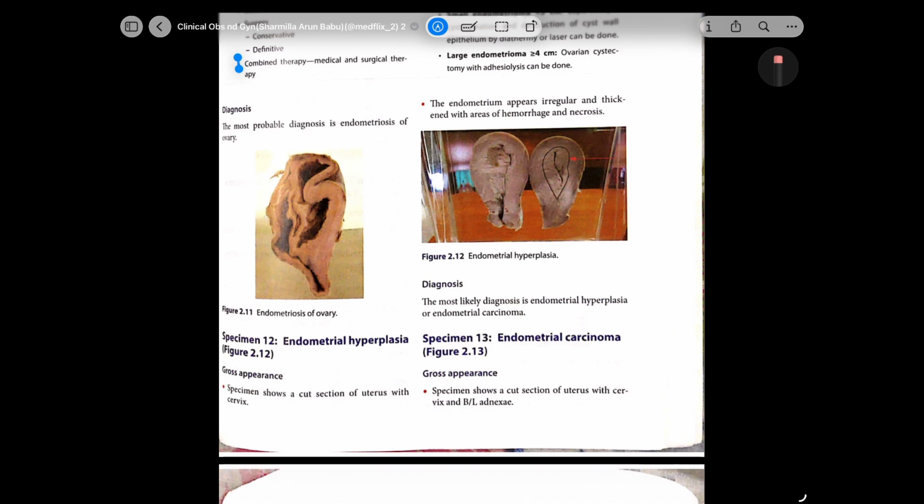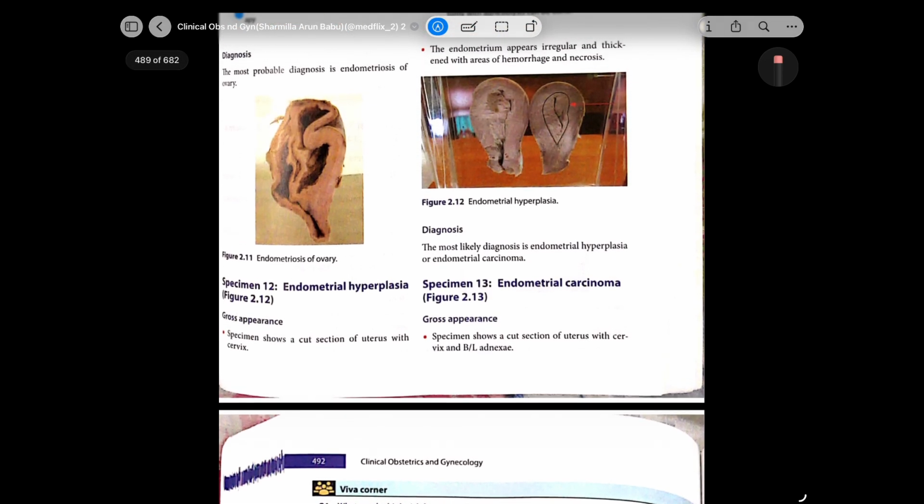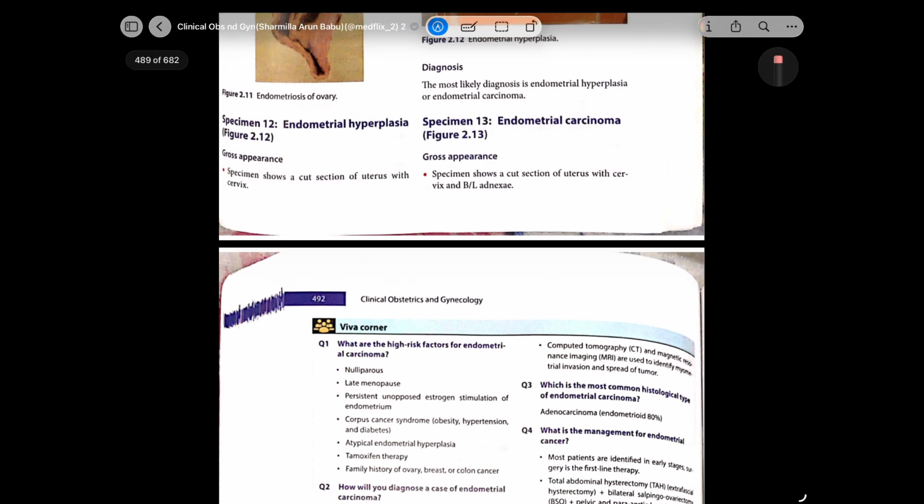This specimen, endometrial hyperplasia. Specimen shows a cut section of uterus with the cervix. Endometrium appears irregular and thickened with areas of hemorrhage and necrosis. The most likely diagnosis is endometrial hyperplasia or endometrial carcinoma.